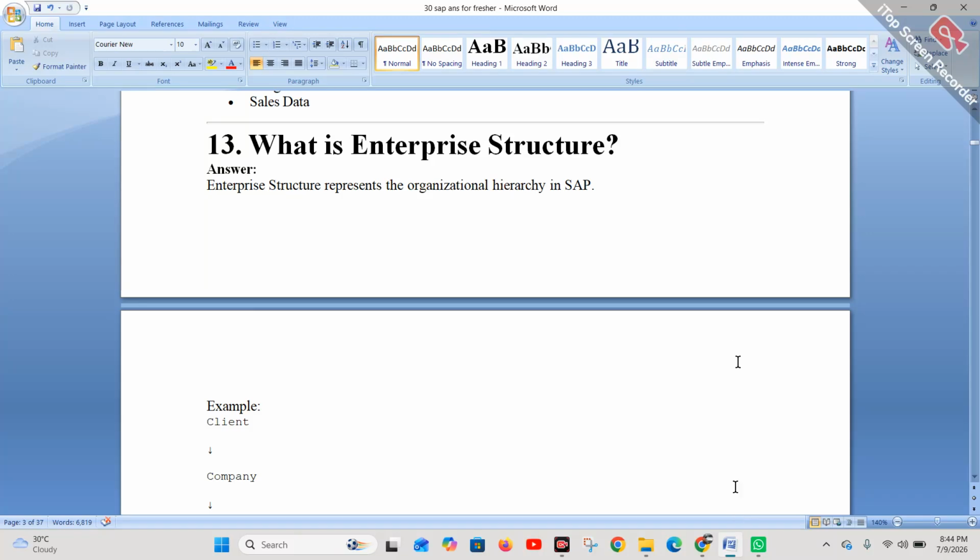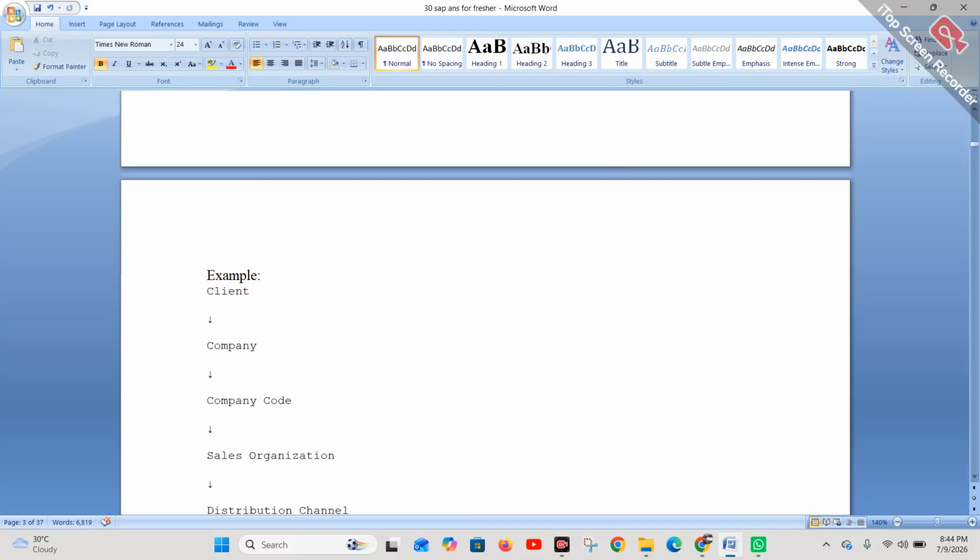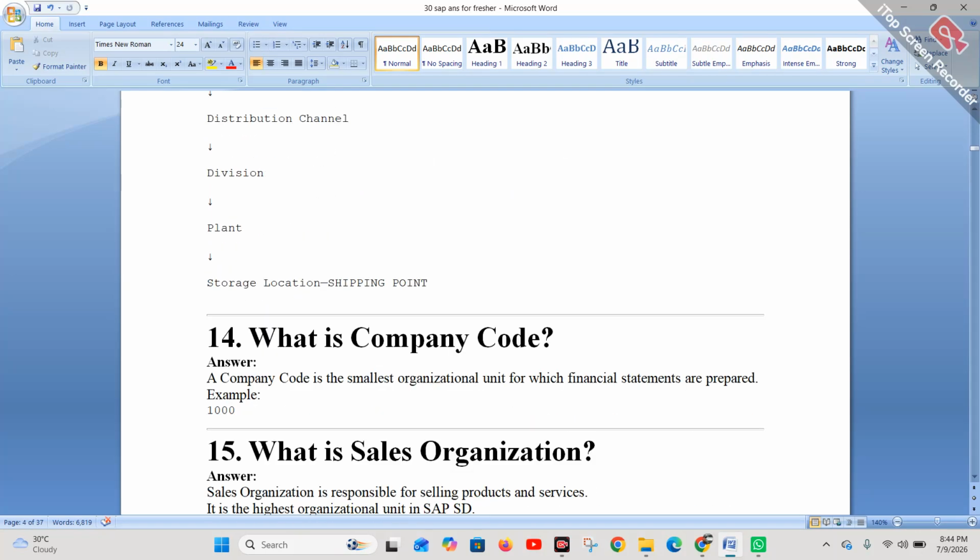Okay, so they can ask what is enterprise structure or organization structure. Both of them are the same, but the way of giving the answer is different. So I have given you both types of answers.